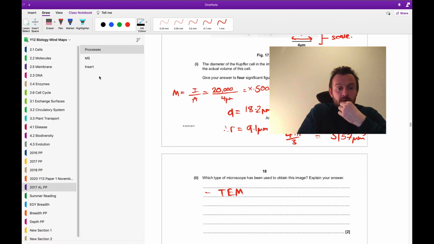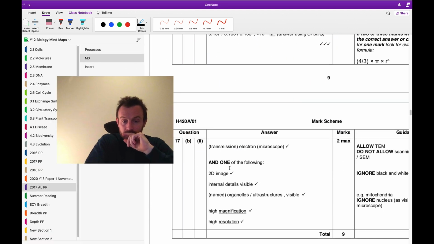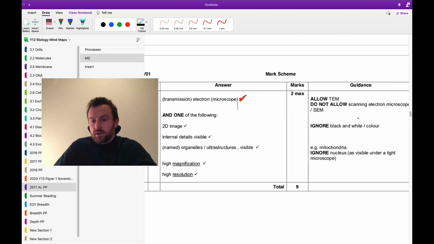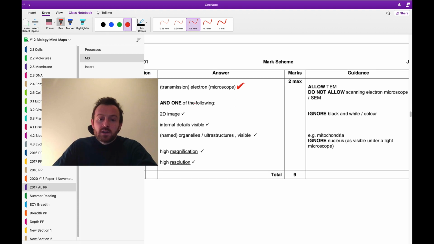So let's double check the mark scheme for that. So 1 mark for transmission electron microscope. In fact, just electron was okay, but if you put scanning, you would have it wrong. Except these, you can see ultrastructures, there's a high resolution and a high magnification, so there's lots of things you could have said there.